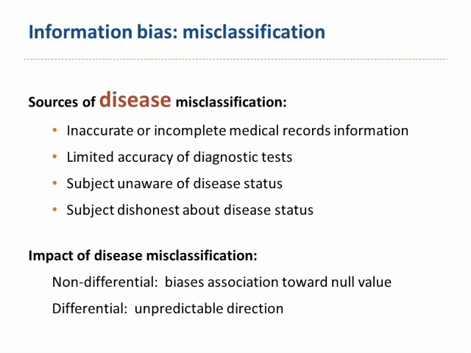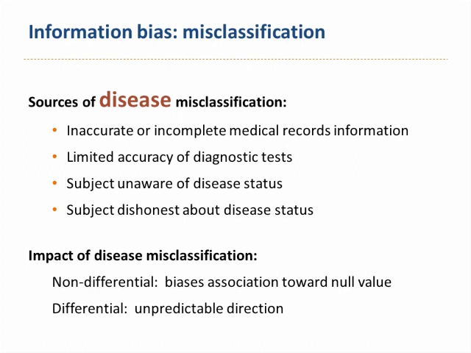Sources of disease misclassification include inaccurate or incomplete medical records, particularly in the case of retrospective cohort studies where we rely on medical records for ascertaining disease status. It's also possible that the accuracy of diagnostic tests is limited. Some tests have poor sensitivity or poor specificity, meaning that they give inaccurate results in the presence or absence of disease. It's also possible that subjects are unaware of their disease status or are intentionally dishonest about their disease status.